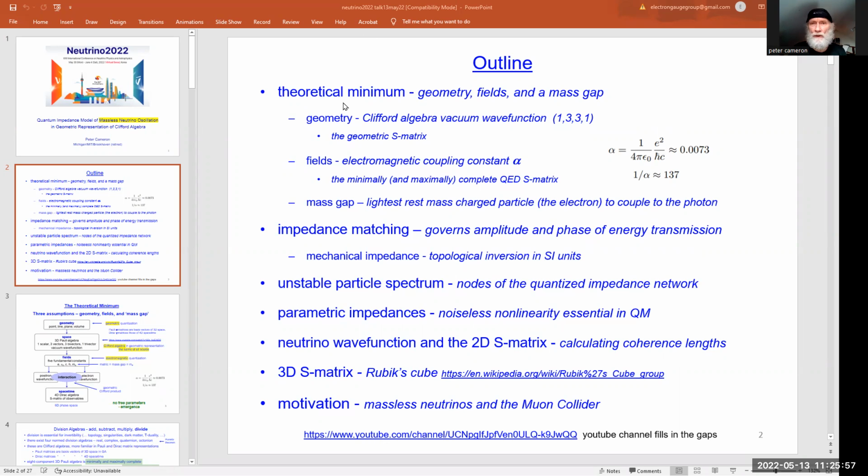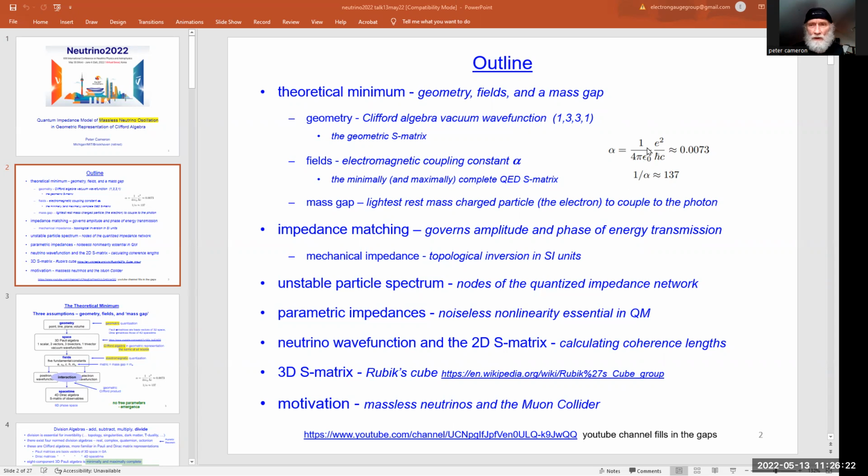So the theoretical minimum of the model is 3 assumptions: geometry, fields, and a mass gap. The geometry is the math language of quantum mechanics, Clifford algebra, and the geometric representation. A line, a scalar point, 3 vector lines, 3 bivector area elements, and a trivector volume element. This is the geometric scattering matrix.